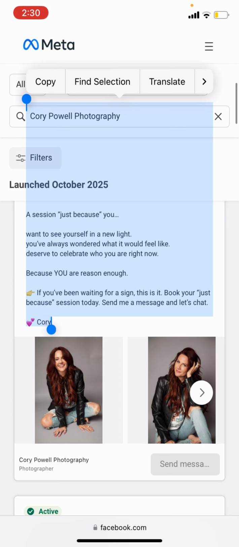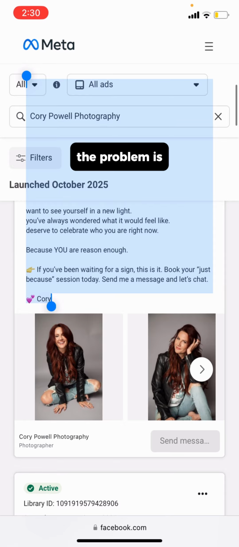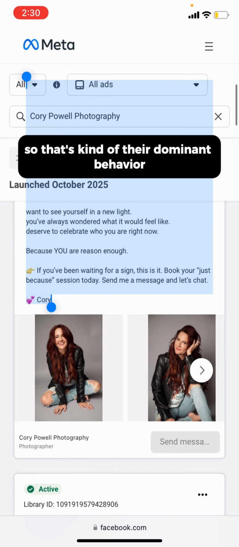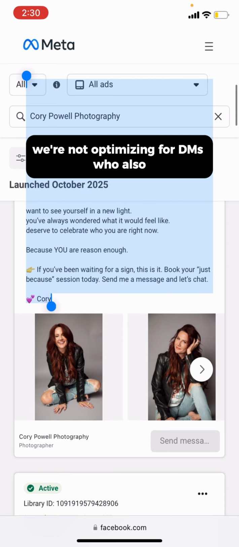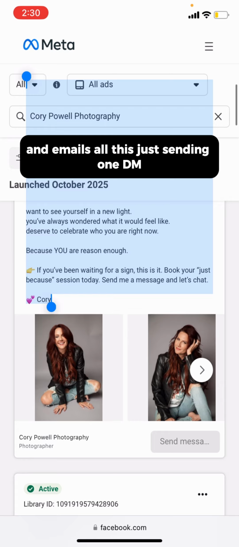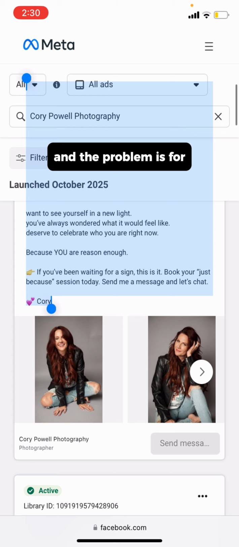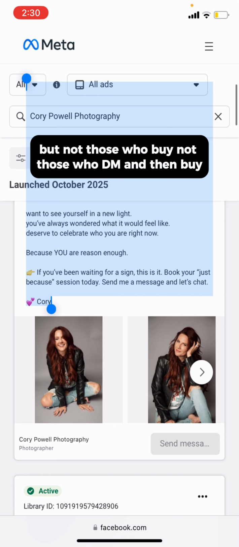So we're telling our ad to go to engagers, that's DMers. The problem is, that's their dominant behavior on their Meta profile, and we're not optimizing for DMers who also respond to our calls, texts, and emails. All this is just sending one DM, nothing about responding. And we're optimizing for DMers, but not that they book a call and show up to a call. And finally, we're optimizing for DMers, but not those who buy, not those who DM and then buy.